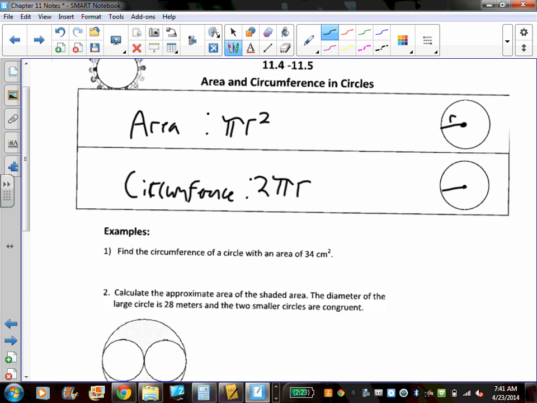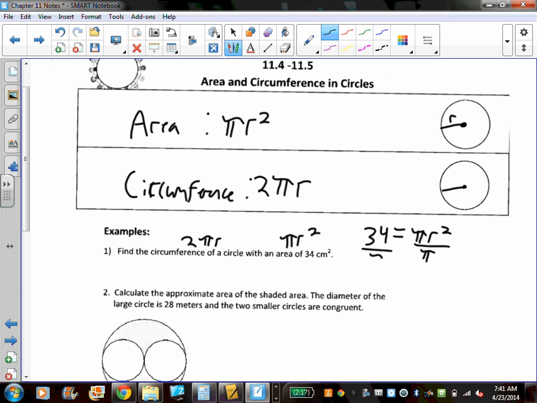Now, in this first example, these are a few more complicated examples than just finding the area. If we were asked to find the circumference, which is 2 pi r, of a circle with an area of 34, remember area is pi r squared, what we could do is use the area formula to find the radius, then plug the radius in to find the circumference. If we know the area is 34, we can set up 34 equals pi r squared.